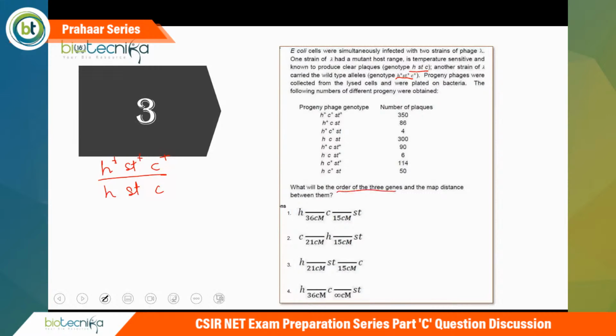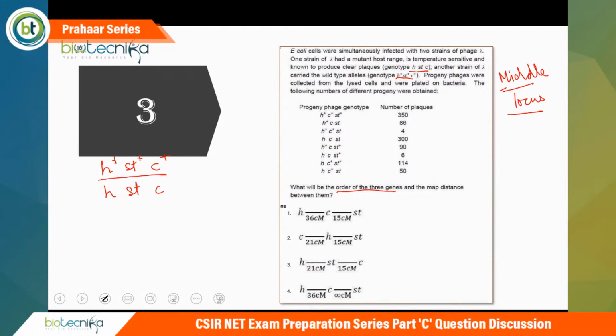For the order of the three genes, it's important to find the middle locus, because as soon as we find the middle locus, or the gene present in the middle position, we can get the order. For that, we go step by step. First, we find the double crossovers. What are double crossovers?